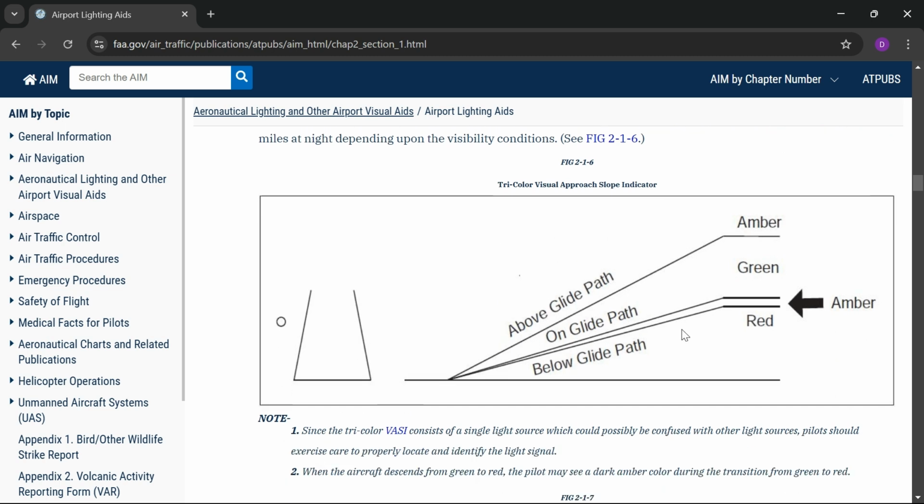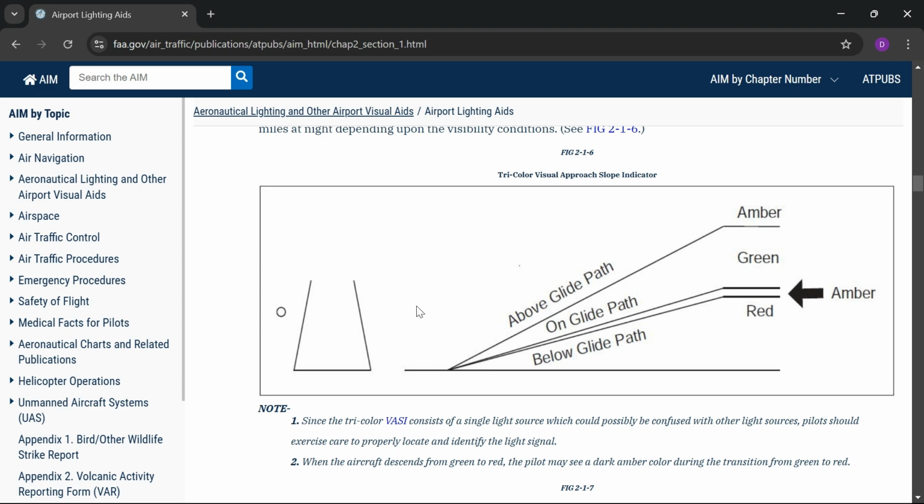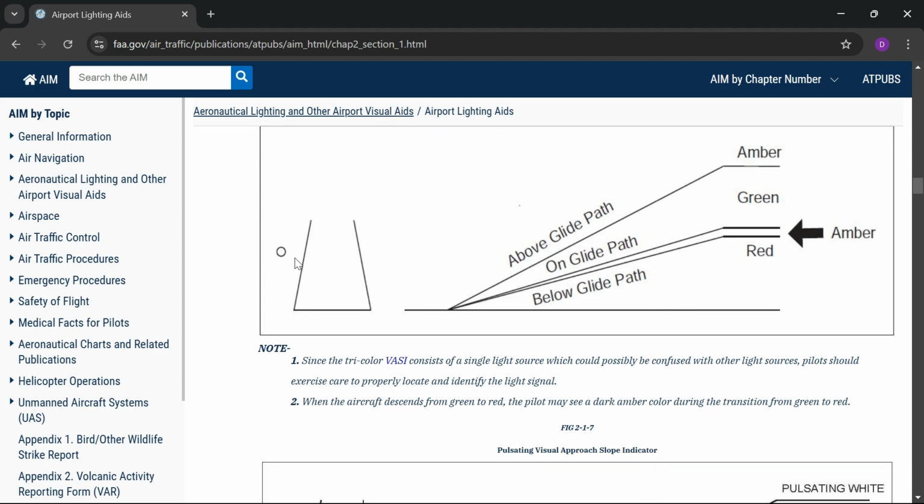So here's an example of that tricolor approach slope indicator. So if you're below the path, it'll be red. If you're just slightly below the glide path, it'll be amber. Once you're on the glide path, it will be green, and above the glide path, it's also amber. And that's what it looks like on the side of the runway.